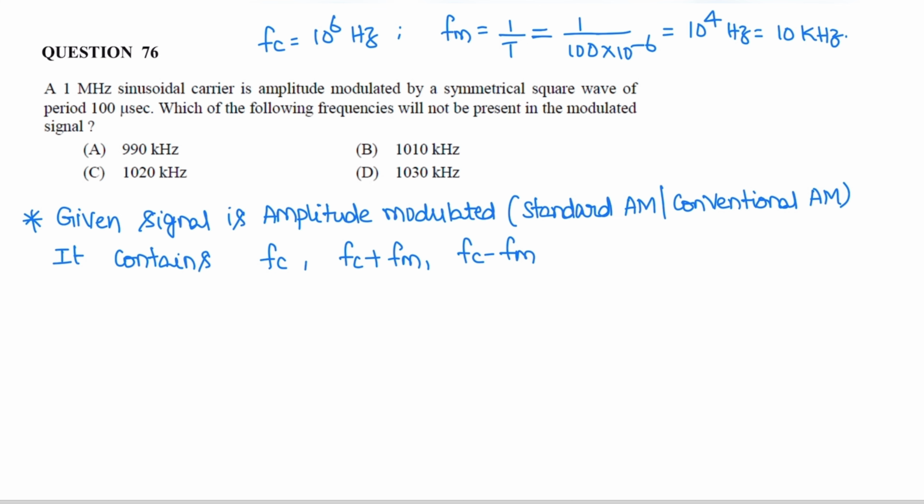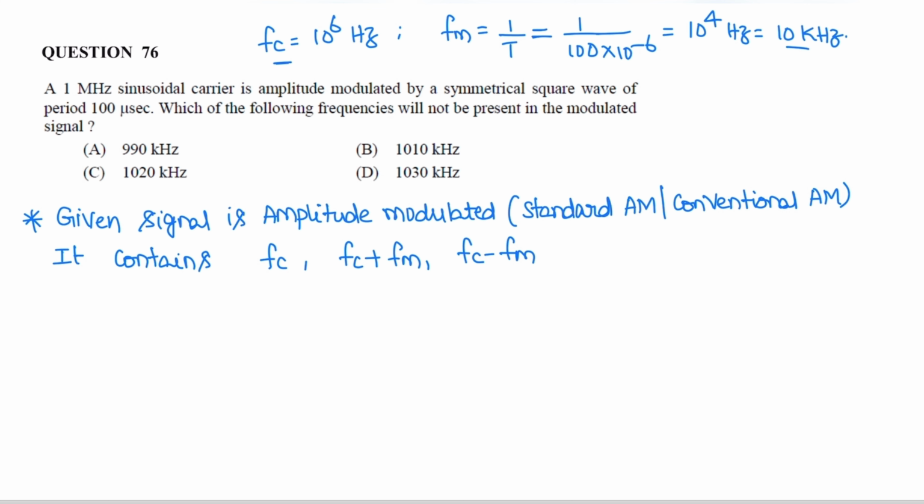The carrier frequency fc is 1 megahertz and the message signal frequency fm is 100 microsecond period, so that is 10 kilohertz. The message signal frequency is 10 kilohertz and the carrier signal frequency is 10 power 6 hertz, that is 1 megahertz. Now, which of the following frequencies will not be present in the modulated signal?